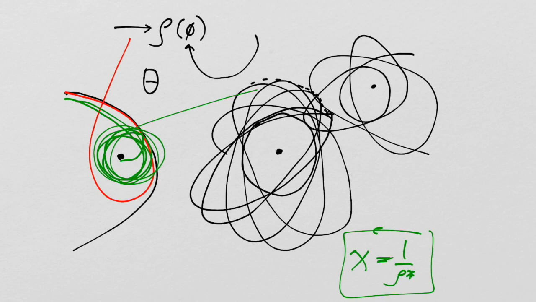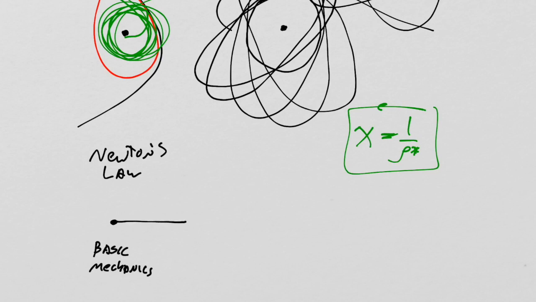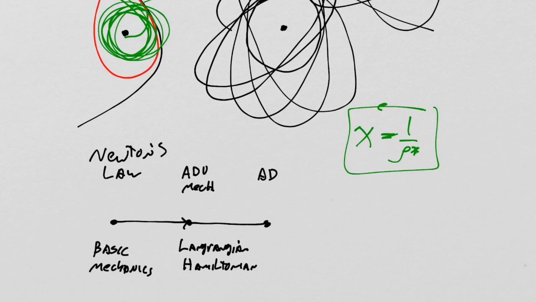Because when we think about studying general relativity, we should be thinking about an intellectual timeline that starts with basic mechanics, which would be like Newton's laws. And then it goes from that to essentially advanced mechanics, which to me, you're really talking about the Lagrangian, the Hamiltonian formalisms. Then you get to really advanced mechanics. And here you're doing the Hamilton-Jacobi equation, the Hamilton-Jacobi formalism.